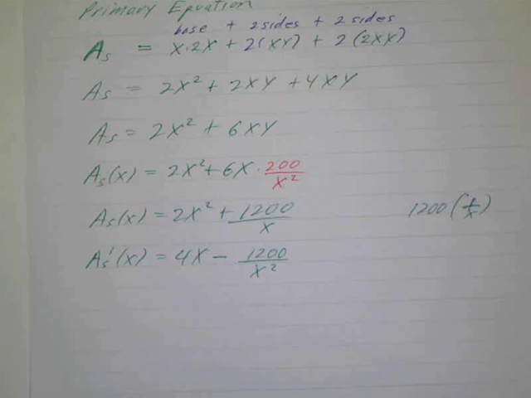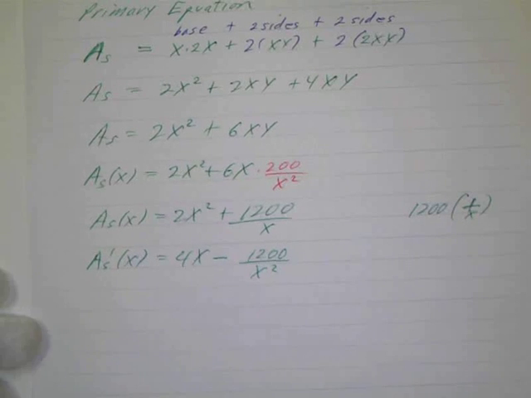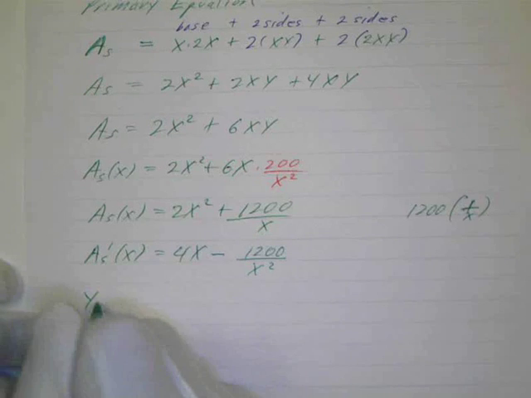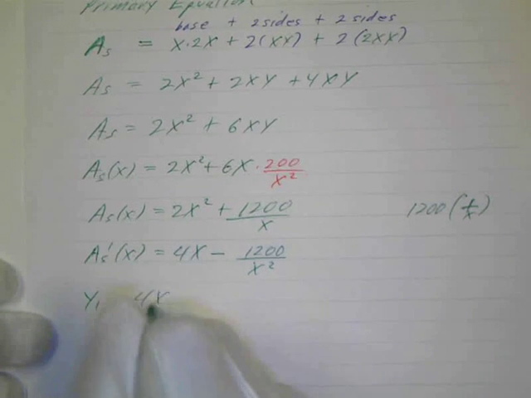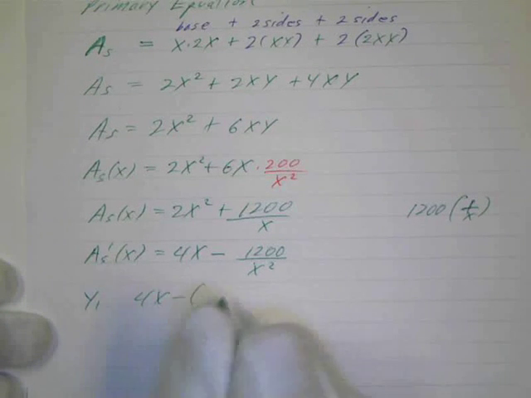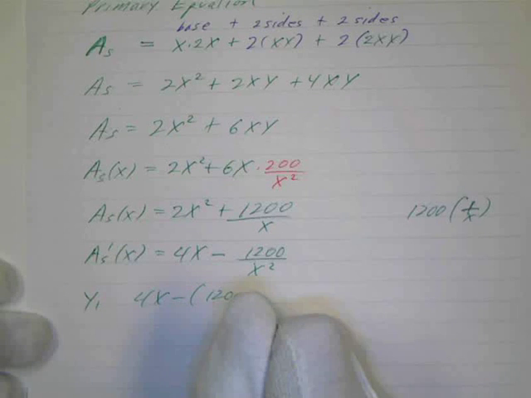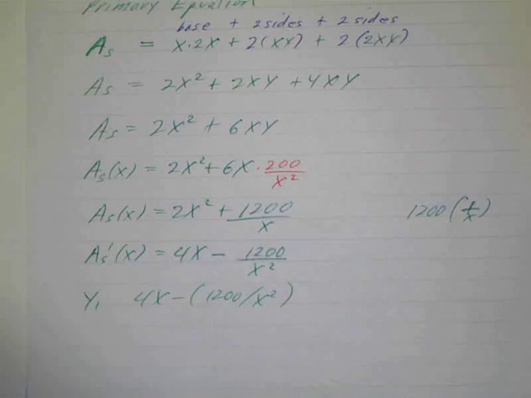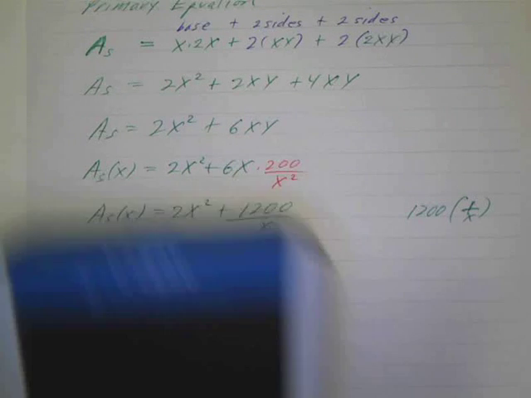Okay, so we want to minimize this. So what we'll do is we'll get our calculator out and we'll put this in. So in y1, I'll put in 4x minus parentheses 1200 divided by x squared. So it looks something like that. So let's do that.